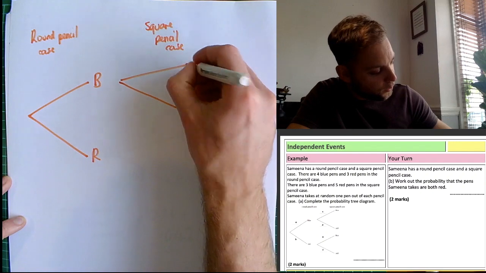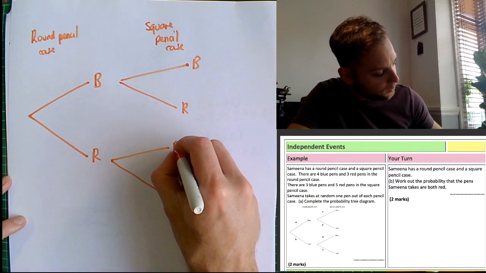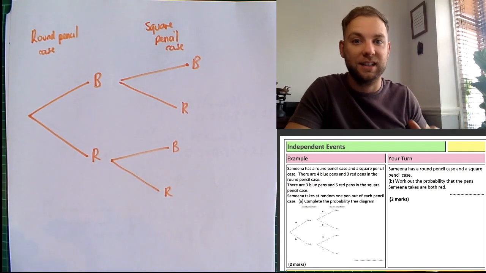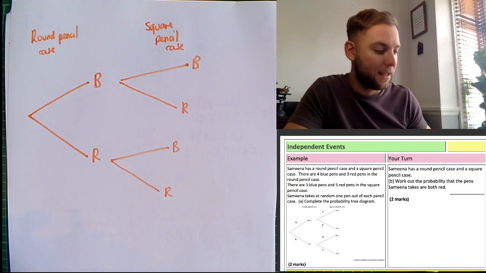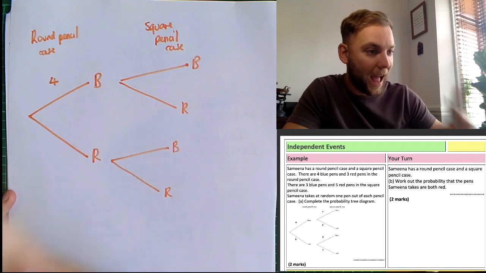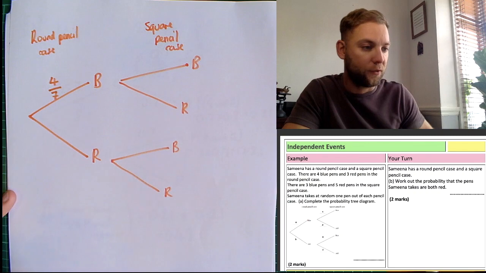So blue and red. Super. Now, we're dealing with fractions this time. So what's the probability of me getting a blue pen? Well, the probability of getting a blue pen is equal to 4 out of, how many pens are in that? Well, it's 4 plus 3, which is 7. So 4 out of 7.